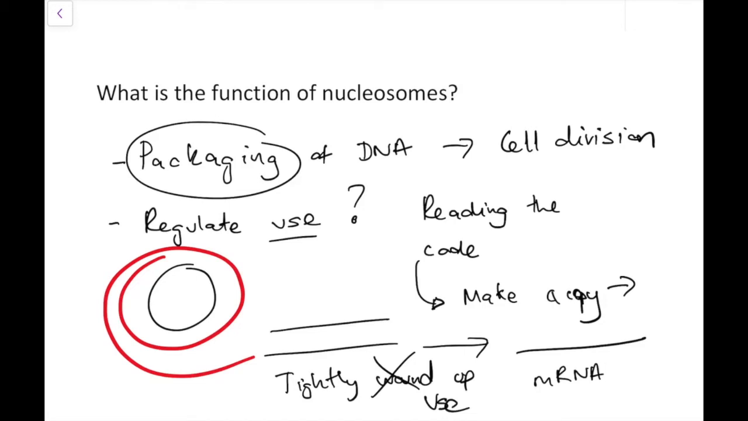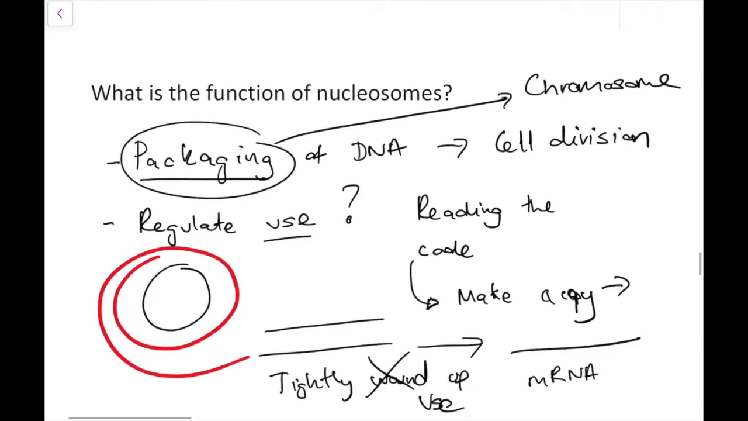So the use of DNA is dependent on the packaging. And so we can't use DNA when we have packaged it up. If it's packaged into a chromosome, the only thing we can do is divide the DNA. We can't use it to read the code, and we can't use it to make a copy or make protein.